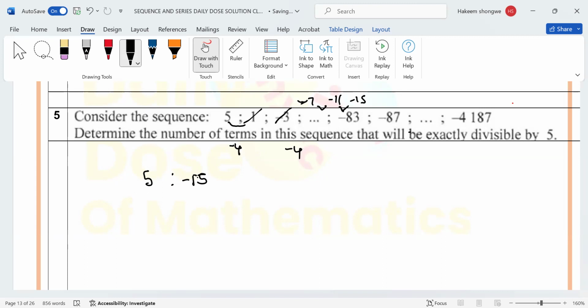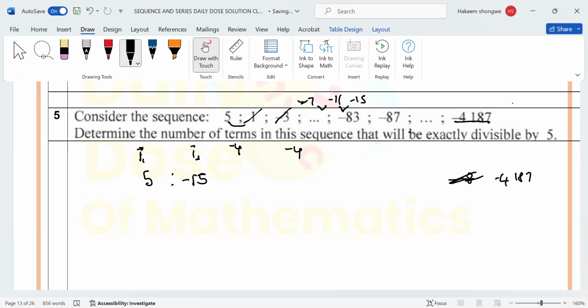Out of all the terms here, not all of them are divisible by 5, but minus 15 is divisible by 5. So what is the first term which is divisible by 5? It's 5 again. What is the second term which is divisible by 5? It's minus 15. Are we together? Now, where are you going to end? You are going to end at minus 4187 again. Is minus 4187 divisible by 5?